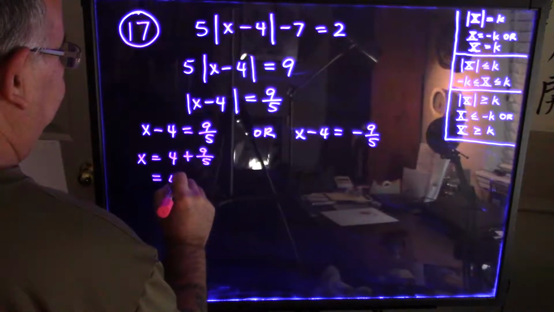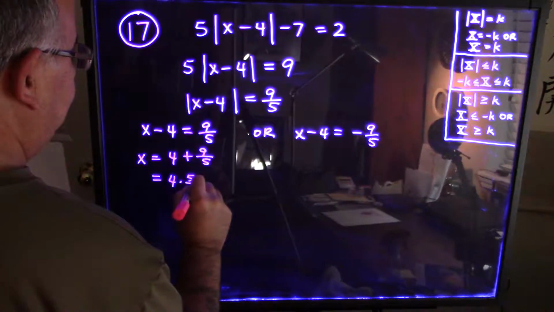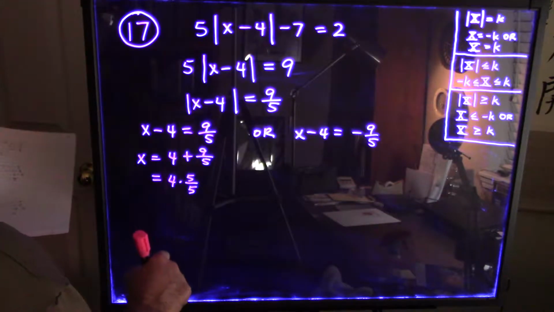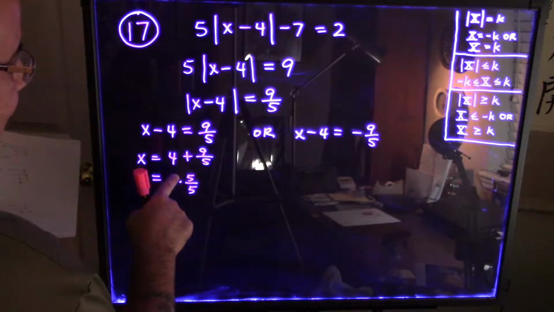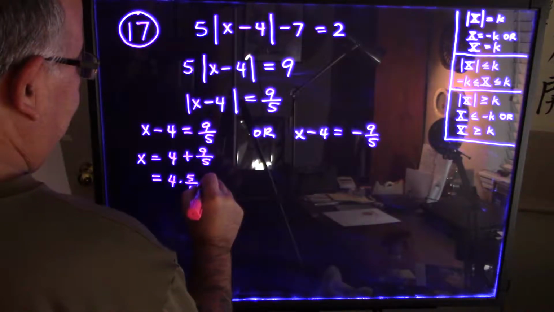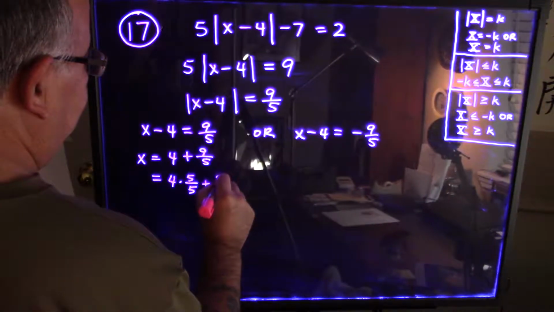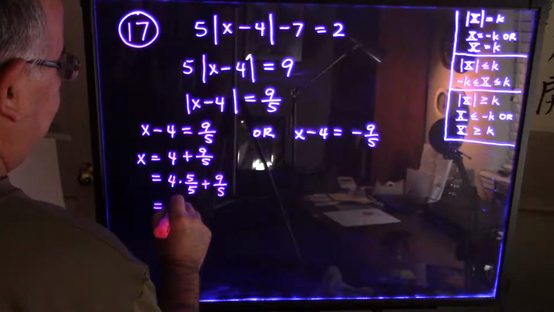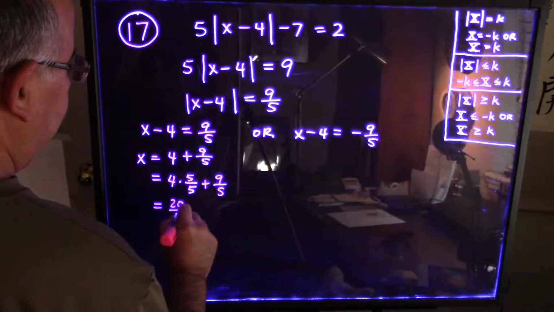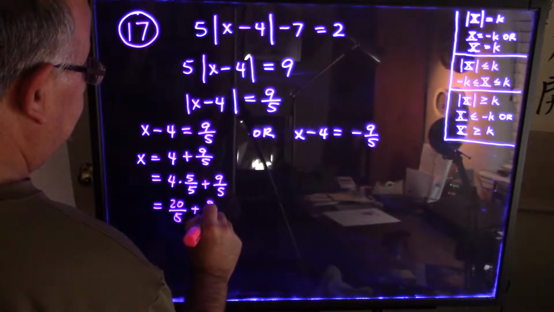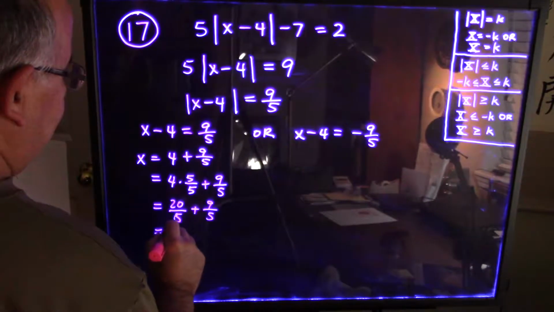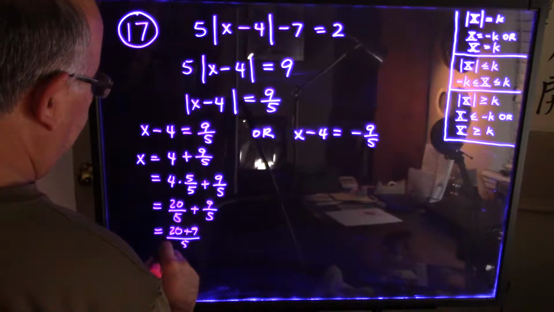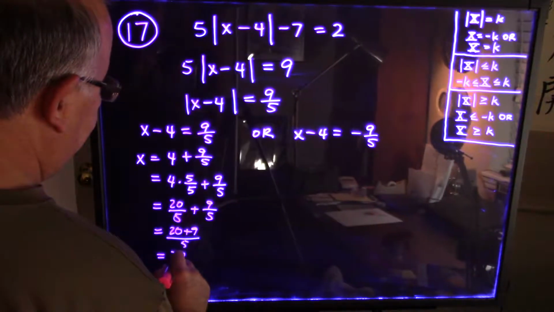Multiply the 4 by 5/5 to get a common denominator. And again, 5/5 equals 1, so 4 times 1 is still 4. That's very important. You don't want to change the value of that, but you do want a common denominator. And then plus 9/5. So 4 times 5 is 20, so you've got 20/5 plus 9/5. And that's equal to 20 plus 9 all over 5, or 29/5.